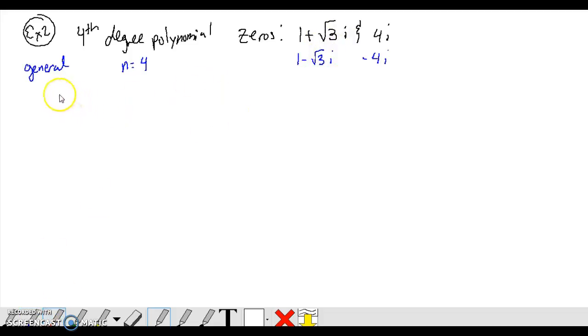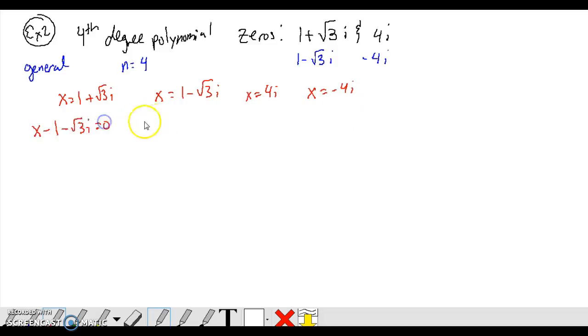Okay, so the first thing I like to do again is x is equal to 1 plus root 3i, x is equal to 1 minus root 3i, x is equal to 4i, x is equal to negative 4i. Move everything over, x minus 1 minus root 3i, that was equal to 0. This will be x minus 1 plus root 3i, x minus 4i, x plus 4i. Again, all of these are factors.